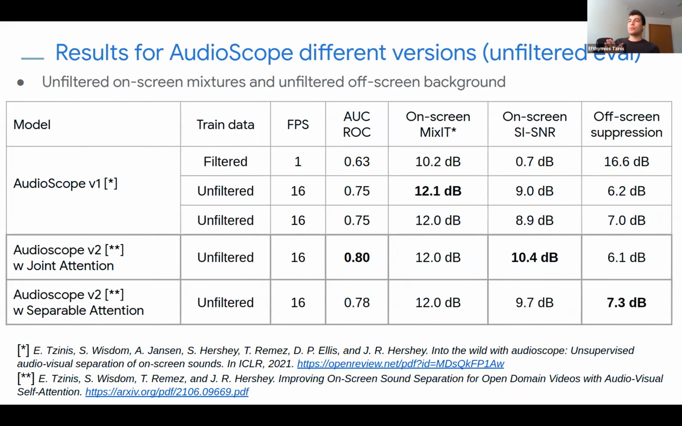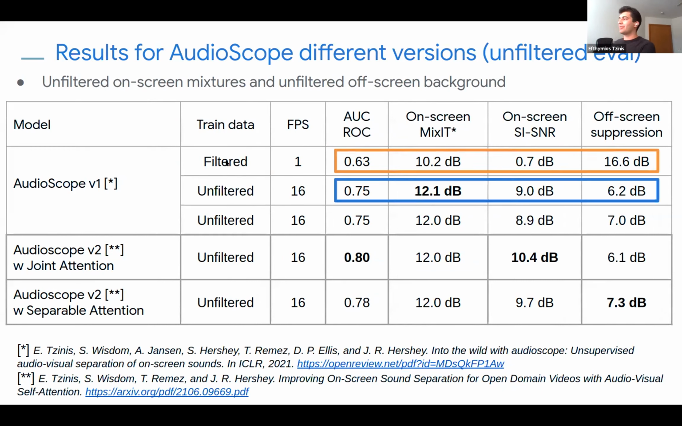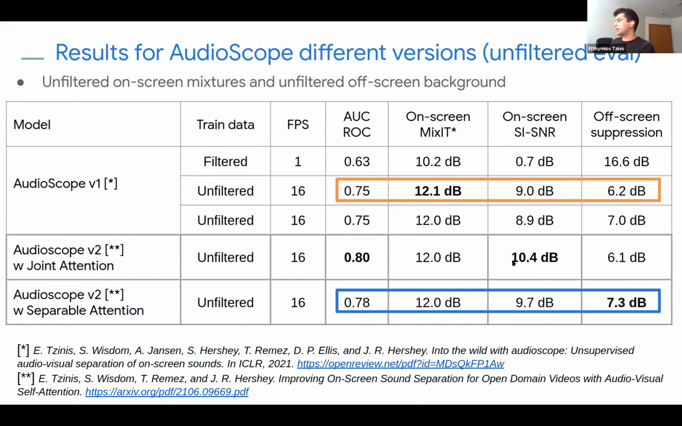results. So now what happens when we evaluate on the unfiltered eval set, which is a more demanding data set? We see here that, first of all, the first version of Audioscope completely fails because effectively it predicts 0 for all of the estimated sources, because it was trained on the filtered data. By changing that and using a higher frame per second, we can boost this performance a little bit and fix that. However, our new Audioscope V2 model performs better across the board by some significant margin, as you see here, for the on-screen sound reconstruction. And the same applies for the separable attention as well.